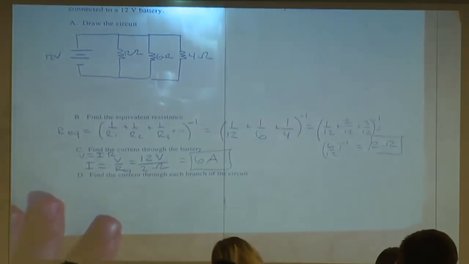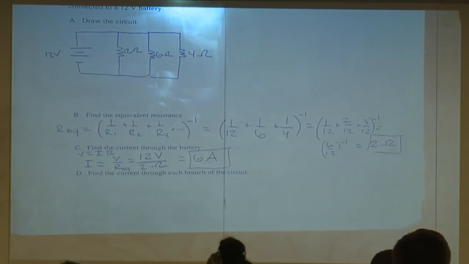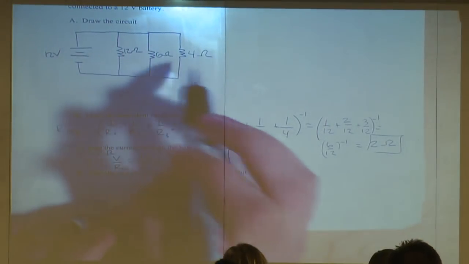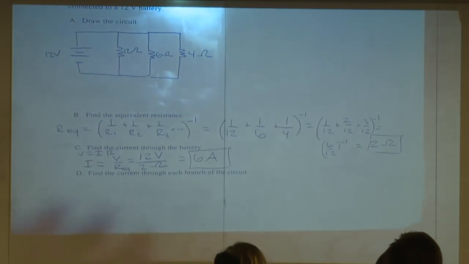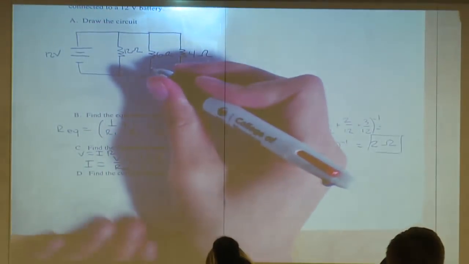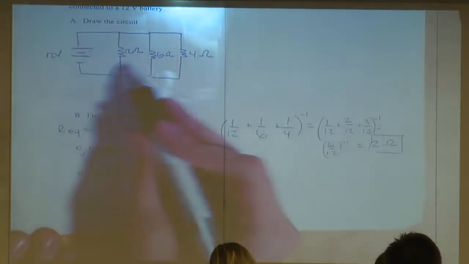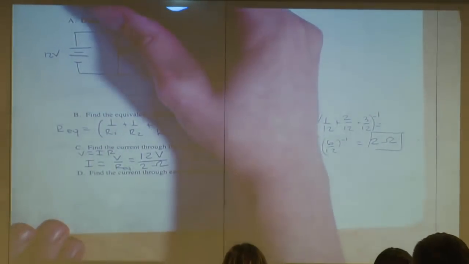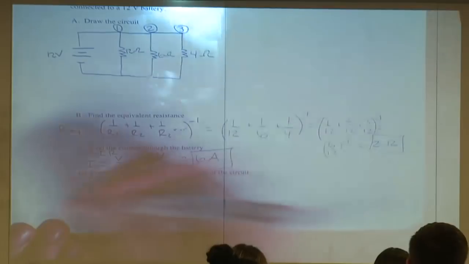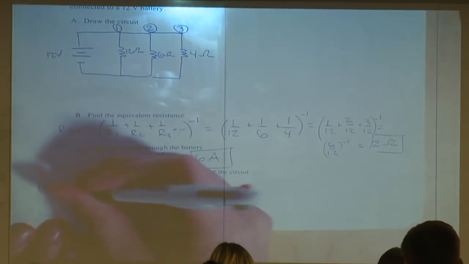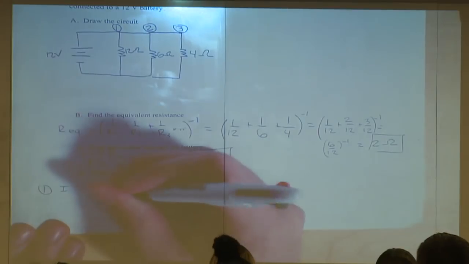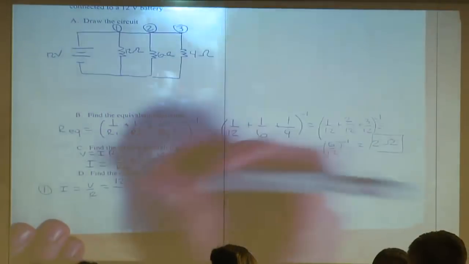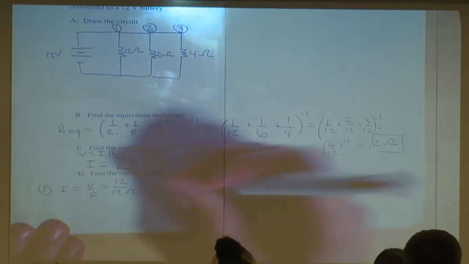Okay. And then part D, it says to find the current through each branch of the circuit. As I said before, each branch is going to get 12 volts because that's just how parallel works. They each get the same amount of voltage. So this gets 12 volts, this one gets 12 volts, and so does this one. Okay, so we're going to use V equals IR for each. Well, I guess it'll be I equals V over R. So we'll call this branch 1, branch 2, branch 3. For branch 1, we have I equals V over R. It's getting 12 volts, and there's only a 12 ohm resistor on here. That would be 1 amp.